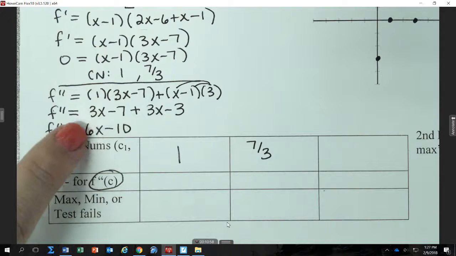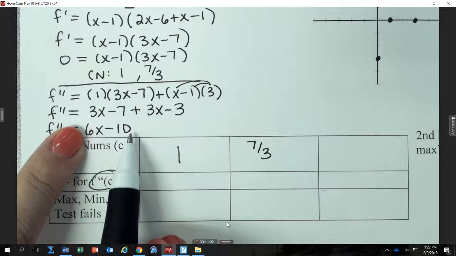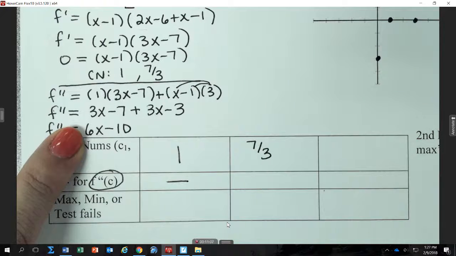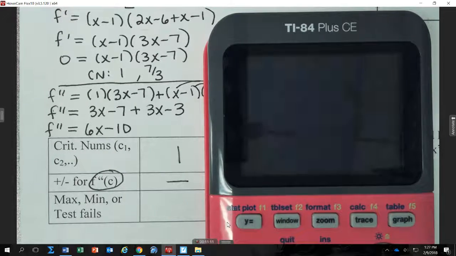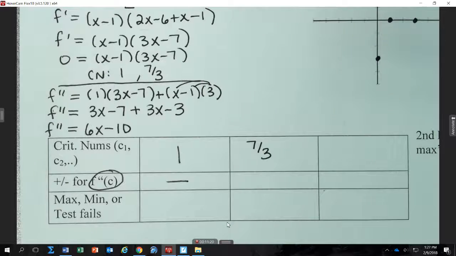So if I plug in 1 into the second derivative, I'm going to end up with 6 minus 10, right? That's a negative value. If I plug in 7/3 into my second derivative, we're going to have 6 times 7/3 minus 10. So I get 4. So that's going to be a positive value.